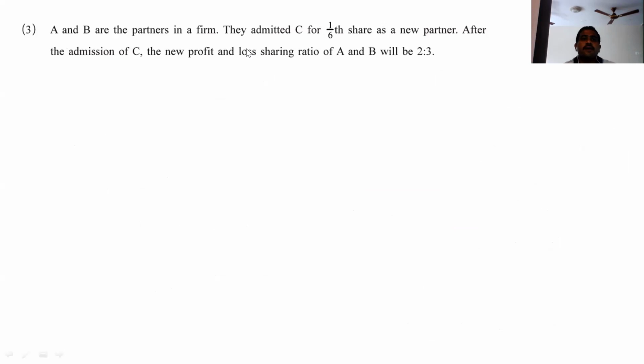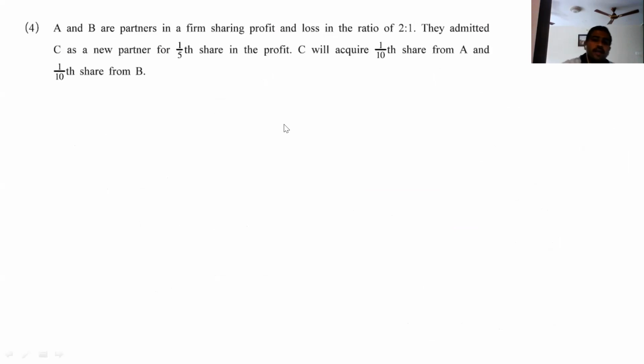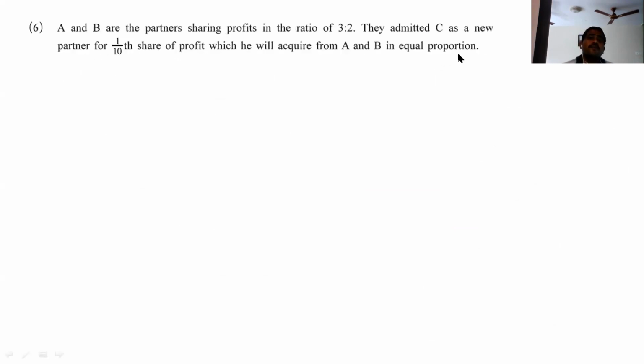A and B are the partners. They admitted C for 1/6 share. After admission, the new profit and loss ratio of A, B is 2:2. This is the same sum as illustration number 2. Illustration number 2 में जो करवाया था ना, same concept है, थोड़ा अलग रहेगा, ये आप practice करोगे। A and B are the partners sharing profit ratio 2:1. They admitted C as a new partner. C will acquire from A. ये word आपने ध्यान दिया, from A.